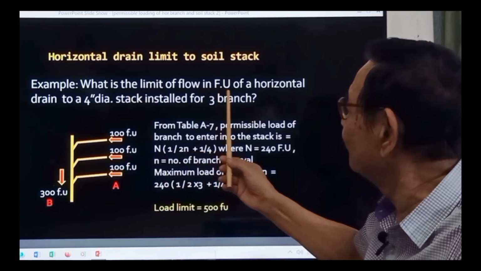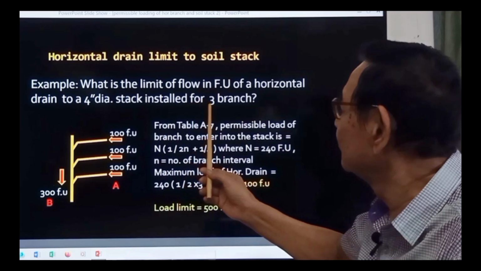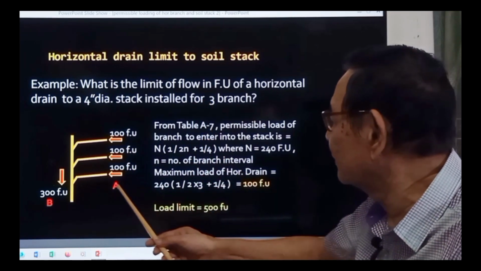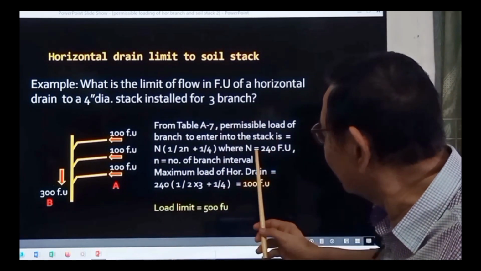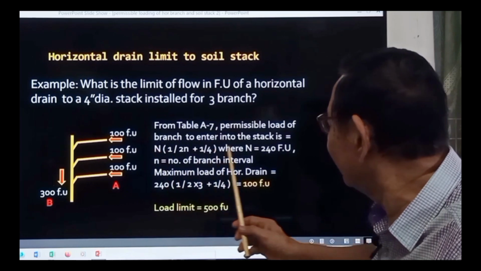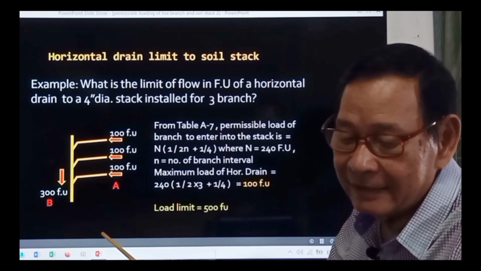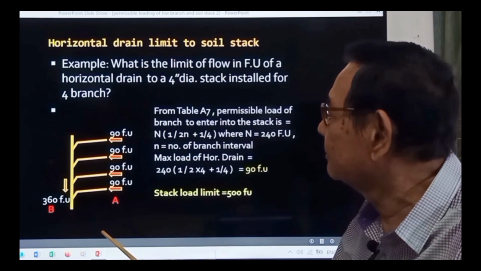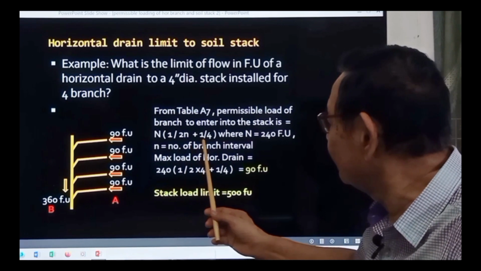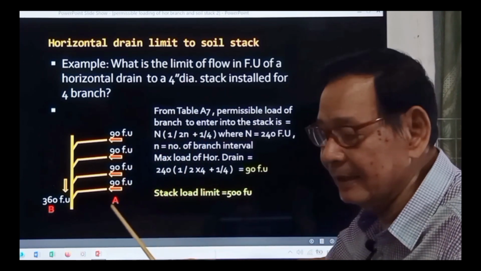Okay. What is the limit of flow of the horizontal drain for end stock installed for 3 branches? 1, 2, 3. So, limit of flow is 300. Ganito parang may formula tayo. Ang in natin dito is 240. Yung kanina sa table A7. Ayan. Okay. Horizontal drain, limit to soil stock. Okay, the same formula. So this is 90, 90, 90, 90.